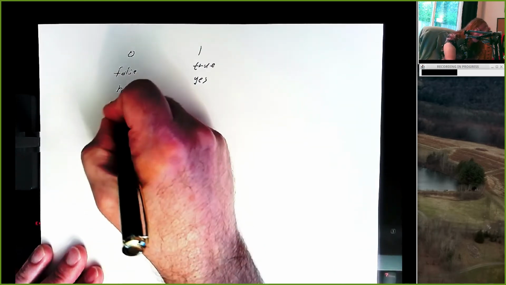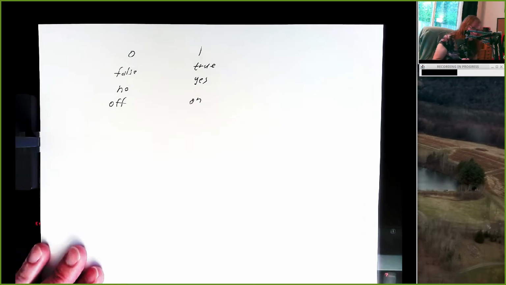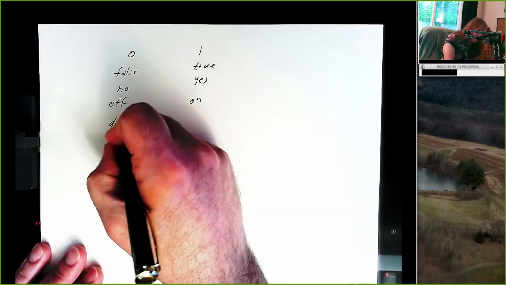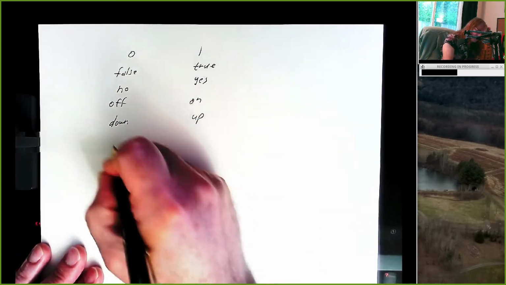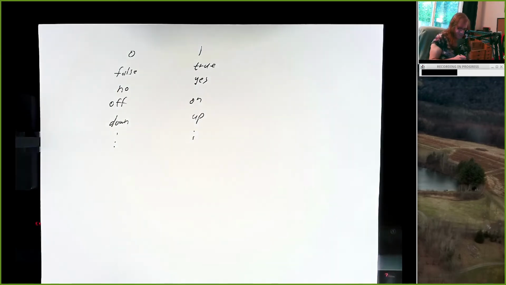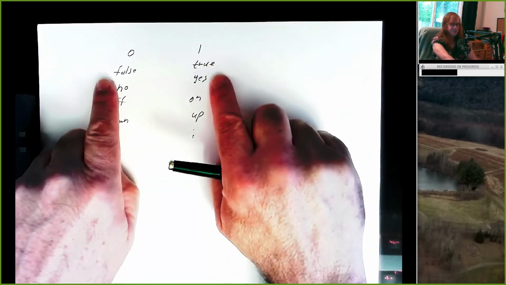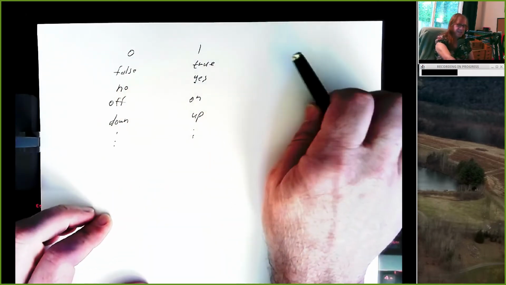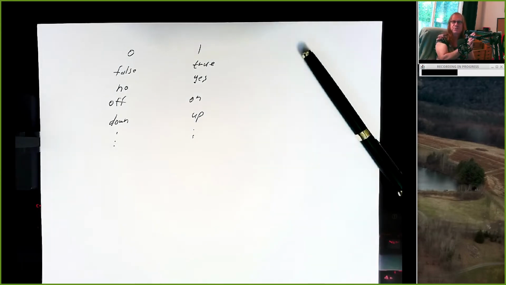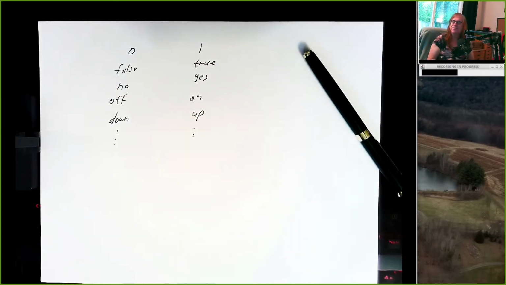Or we can think of these as off and on. Or we could think of it as down and up. And it doesn't really matter what we call these things. We'll most often think about these as 0, 1 or false and true. But really, any way that we choose to split things into two buckets, we can use those two types of buckets to represent our two possible values for things in this Boolean or this digital world.